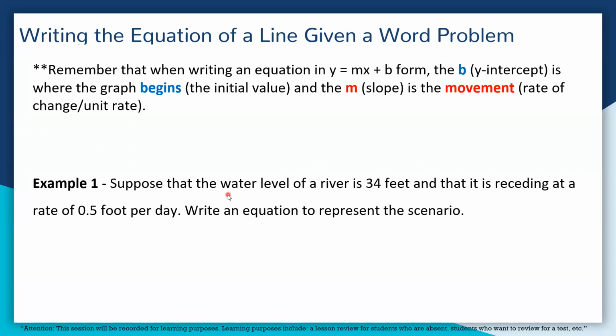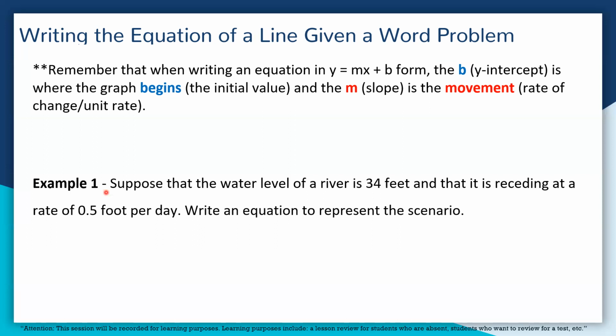So suppose that the water level of a river is 34 feet and that it is receding at a rate of 0.5 feet per day. Write an equation to represent this scenario. Okay, so I've read it once. That helps me get the gist of it. We're talking about water levels here. Now I'm going to read it again and see if I can pick out some information.